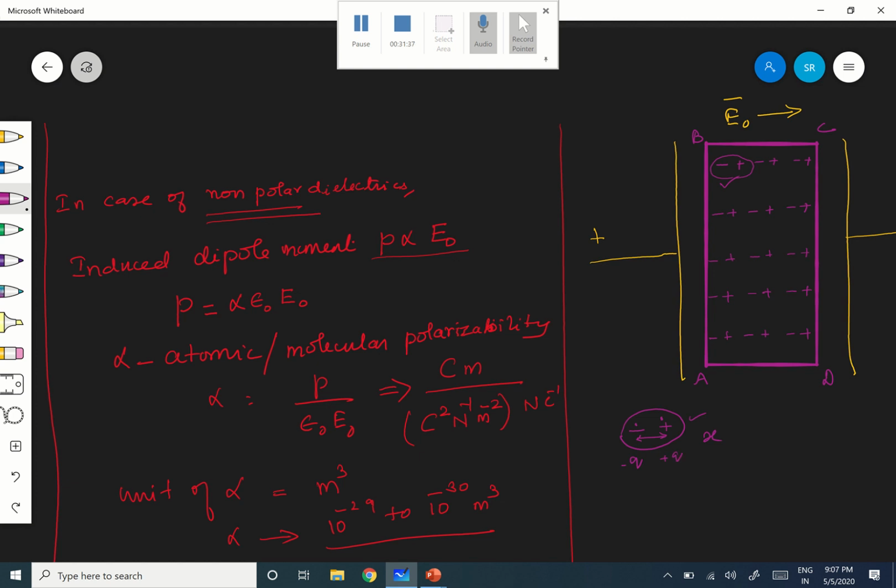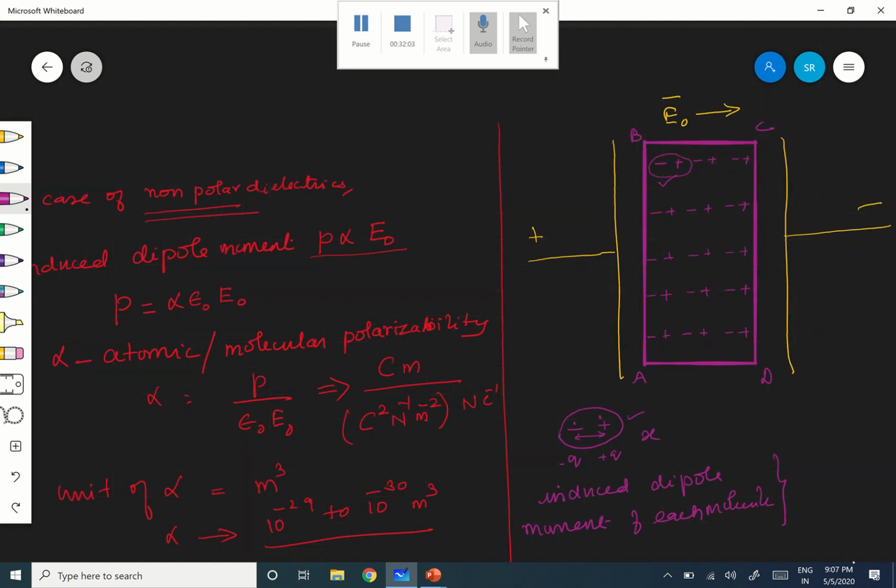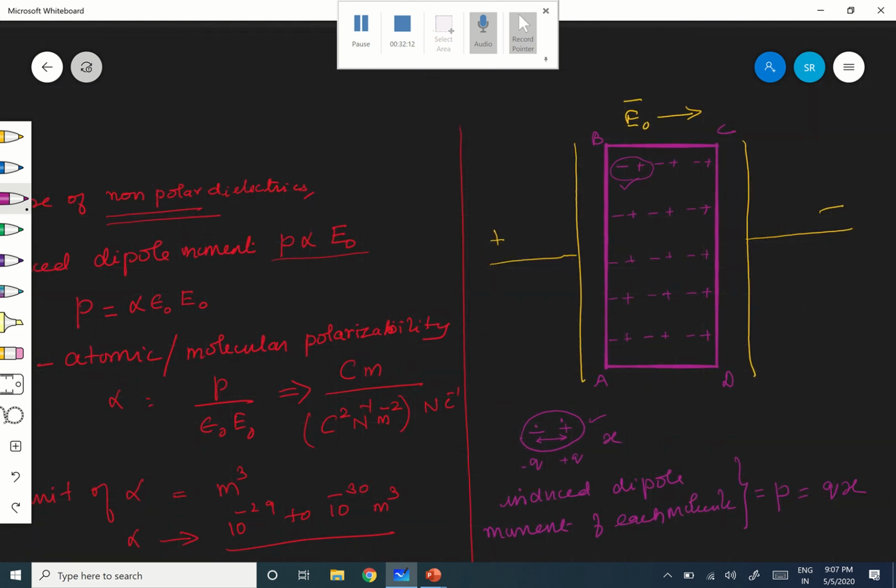Therefore it acquires some induced dipole moment, because it is after all a non-polar dielectric. When it is kept in an electric field, what will happen? It acquires an induced dipole. So the induced dipole moment of each molecule, p, is nothing but q into x. Why q into x? q is the charge and x is the distance of separation. So every molecule now has some induced dipole moment.